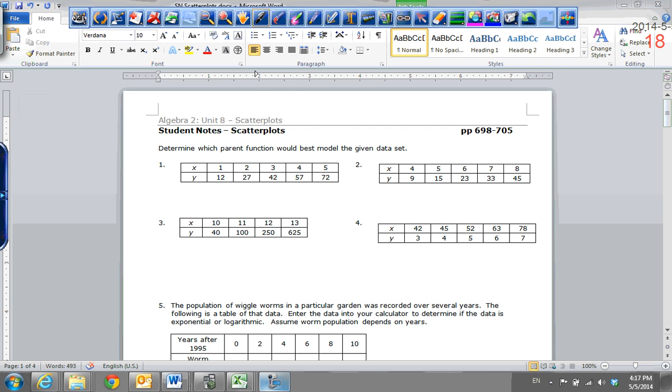ScatterPlots is a topic that y'all have been doing for quite a while now. Today will be two things. Can you remember the parent functions, and can you put stuff in our calculator? Okay, so be sure you have your calculator around. Just kind of follow along with me.